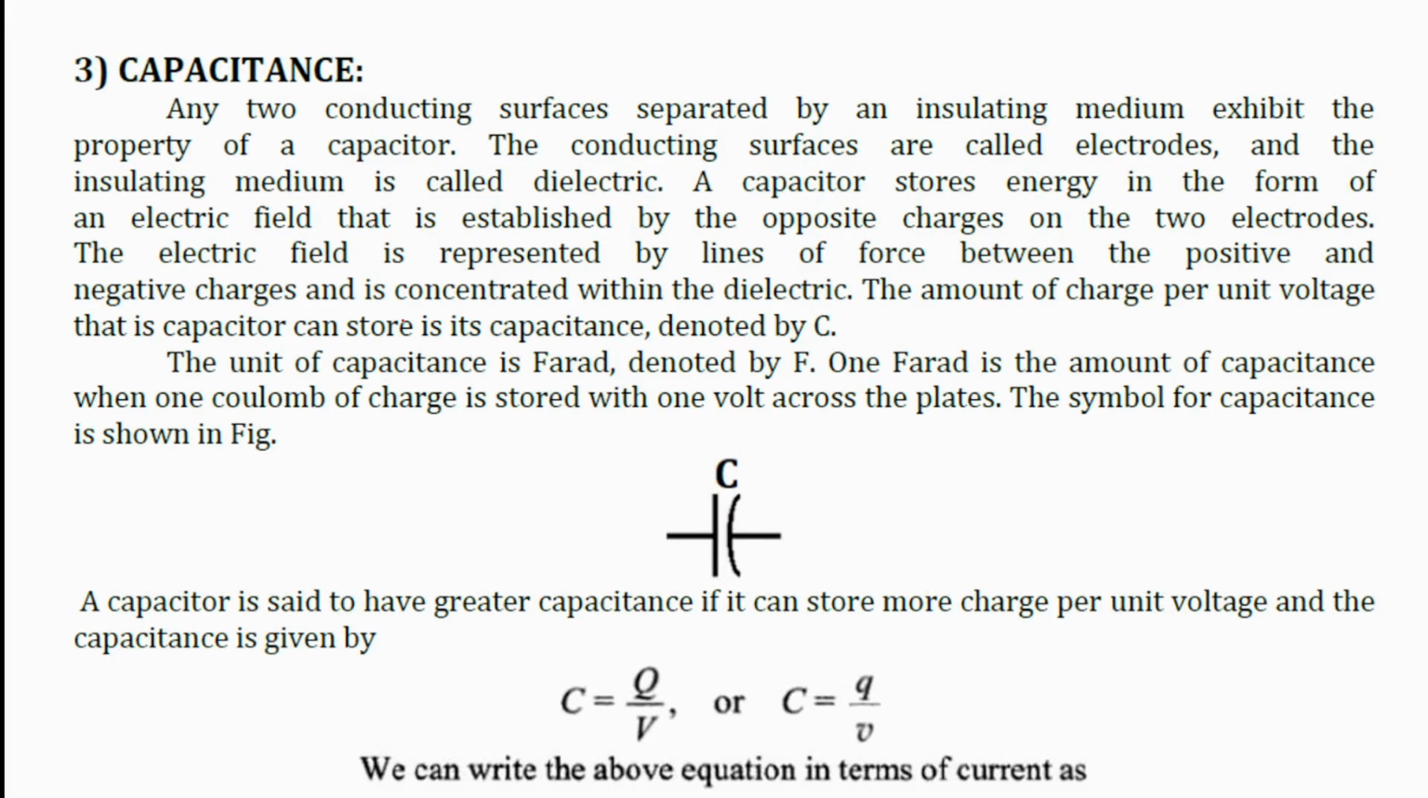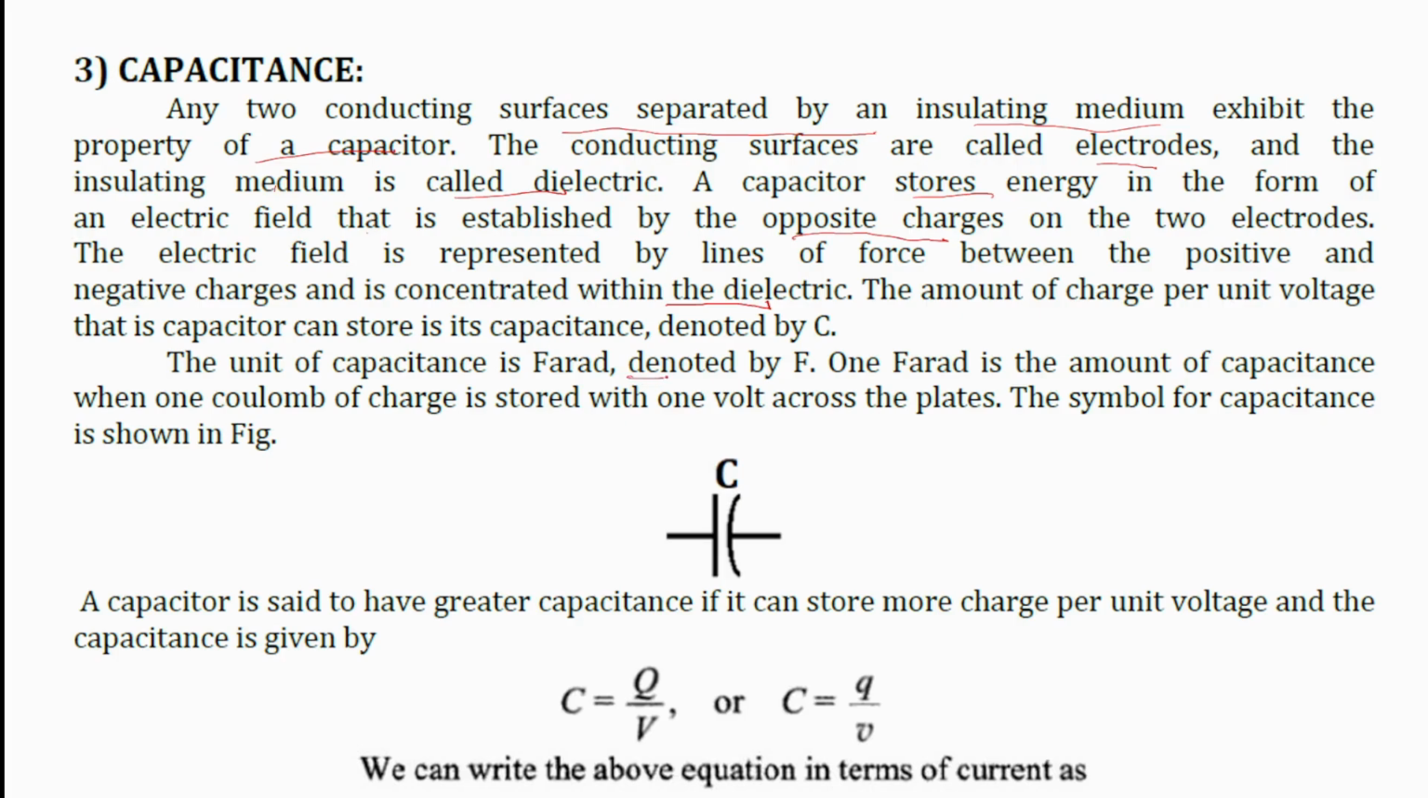Now coming to the capacitance. Any two conducting surfaces separated by an insulating medium exhibit the property of a capacitor. The conducting surfaces are called electrodes and the insulating medium is called the dielectric. Just as the inductor stores energy in the form of a magnetic field, the capacitor stores energy in the form of an electric field, which is established by the opposite charges on the two electrodes. This electric field is represented by lines of force between positive and negative charge, concentrated within the dielectric.